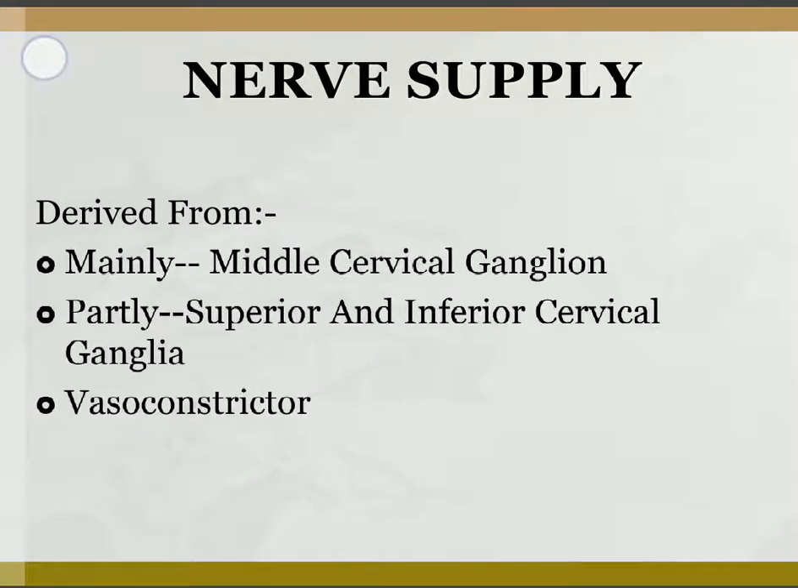The nerve supply to the thyroid gland is by the middle cervical ganglion mainly and partly by the superior and inferior cervical ganglion, and they are vasoconstrictor.